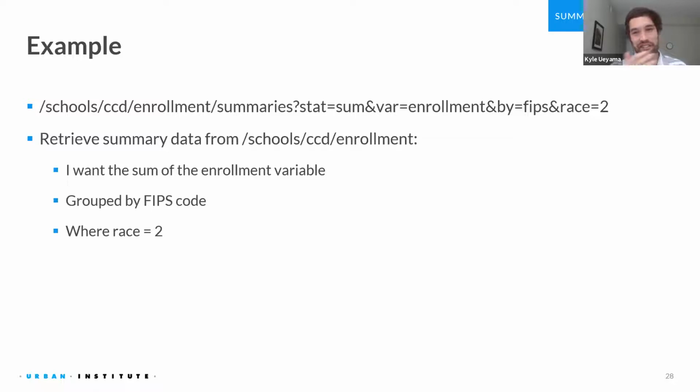All right, so taking that format, let's go ahead and build out a quick example just to give a sense of what the summary endpoint is going to return. So I'm going to take some of that information from the last slide and just build out what this URL will look like. So we're doing schools, CCD, enrollment, summaries, and then we're saying the stat is sum, var is enrollment, by is FIPS, and race is 2. And so that's saying I want to retrieve summary data from school CCD enrollment, and I want the sum of the enrollment variable grouped by FIPS code and where race is equal to 2.